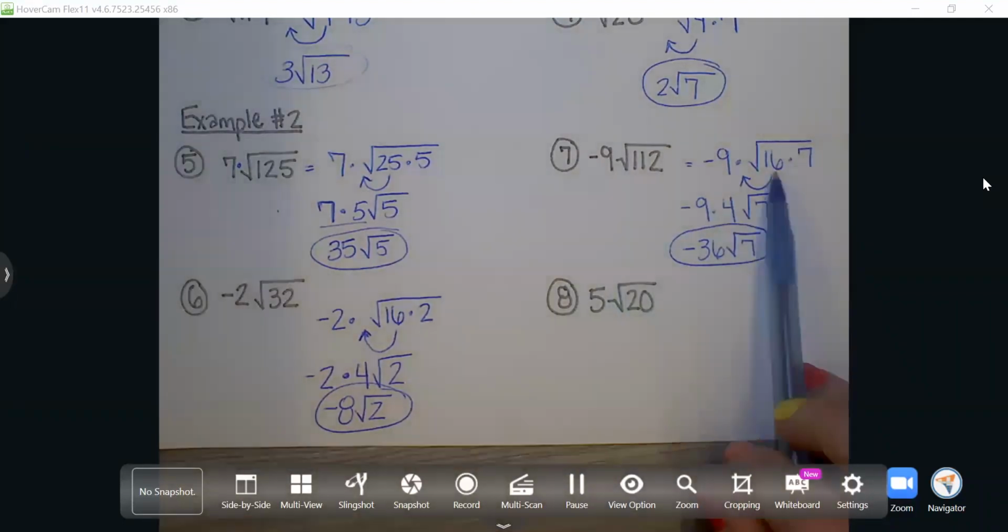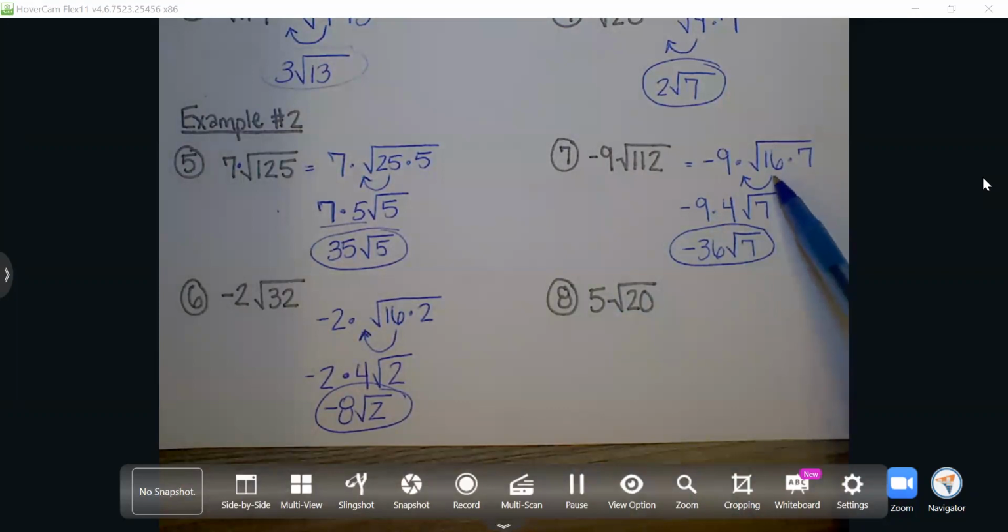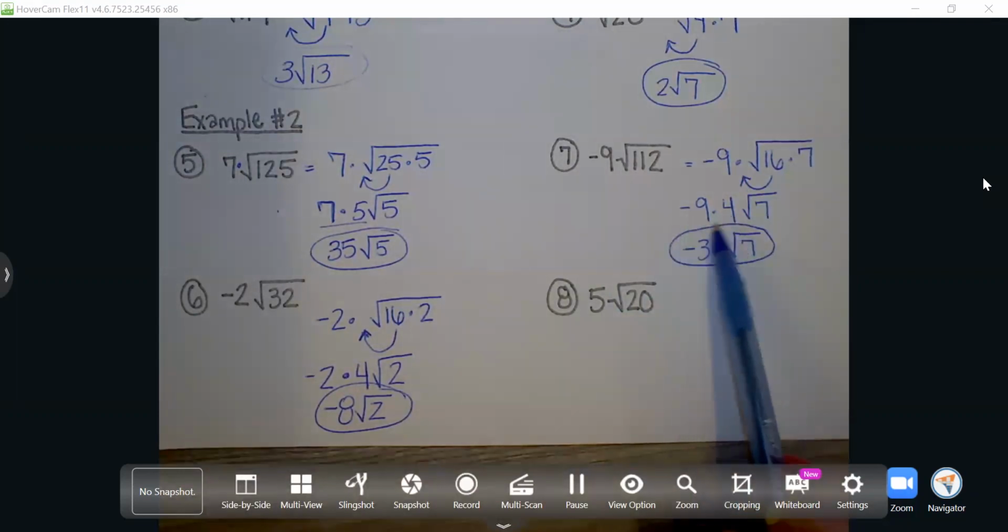112 can be broken down into 16 times 7. And so when I take the square root of 16, that equals 4. And so I have 4 root 7. And then, of course, that 4 gets multiplied times negative 9. So that's how I got negative 36 root 7.